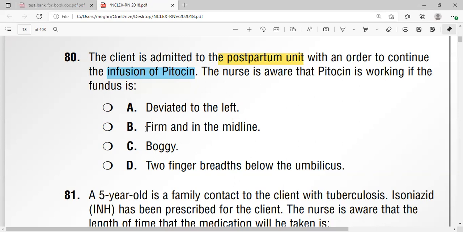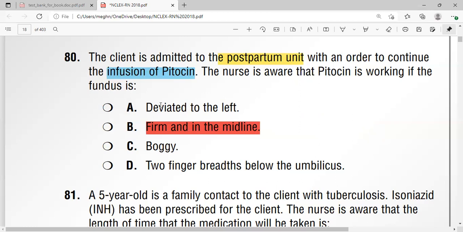The correct answer is when the uterus is firm and in the midline. That means the Pitocin is working. Pitocin is used to cause the uterus muscle to contract and decrease the bleeding. So deviated to the left, answer A, indicates a full bladder.